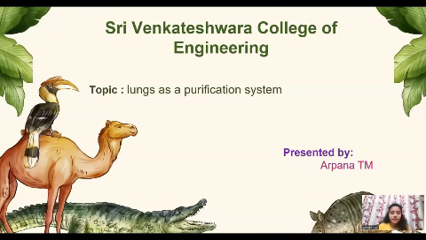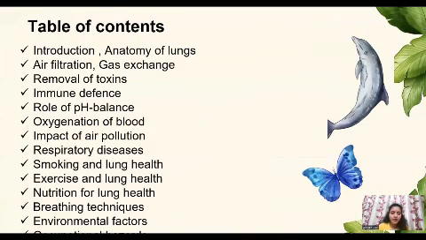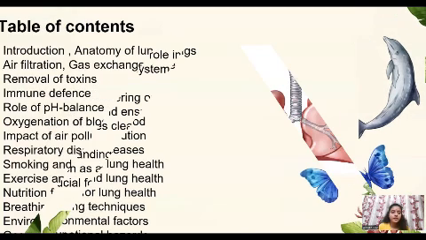Today I am going to explain to you about the lungs as a purification system. The table of contents is listed below: introduction and anatomy of lungs, air filtration and gas exchange, removal of toxins, immune defense, role of pH balance, oxygenation of blood, impact of air pollution, respiratory diseases, and so on.